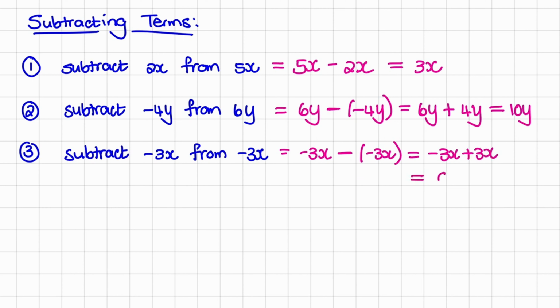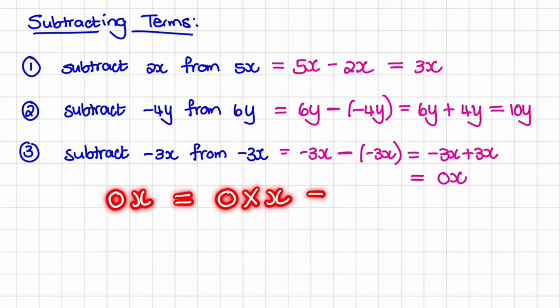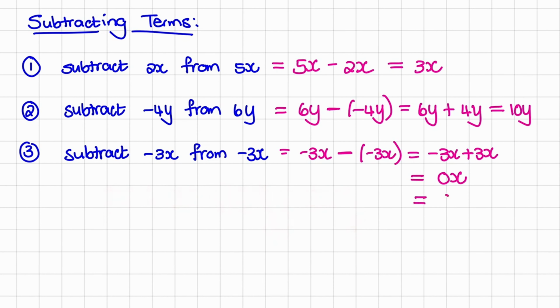So the answer would be 0x. And in algebra, we don't say 0x because 0x is the same as saying 0 multiplied with x. So that simply becomes 0. 0 multiplied with anything becomes 0. So our final answer is simply 0.